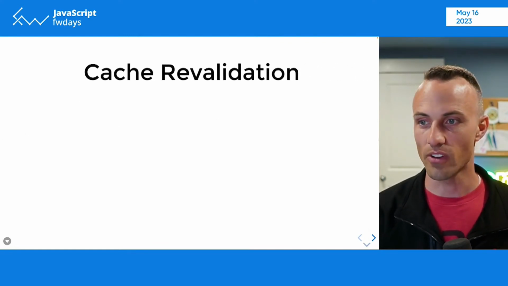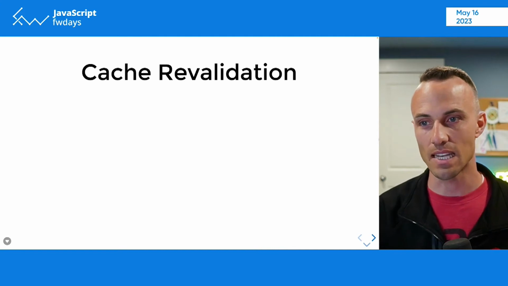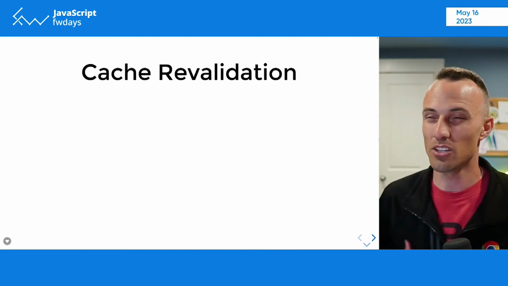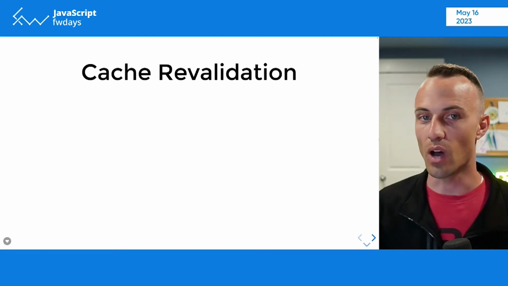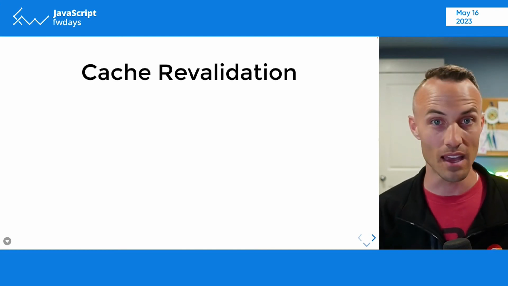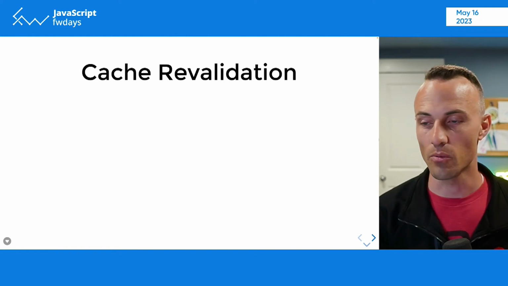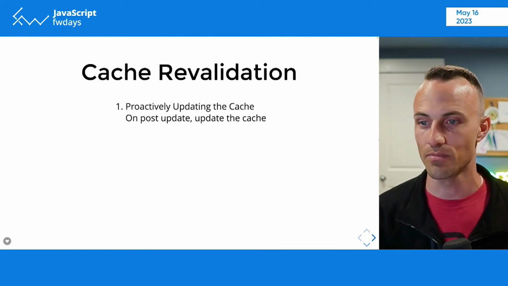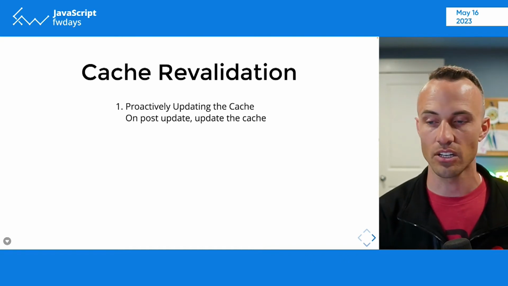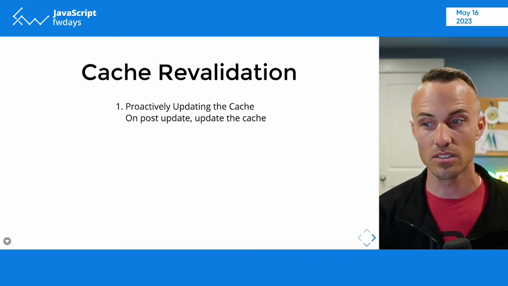So let's talk about cache revalidation to sidestep some of these issues, because we have to cache it. There's just no way we can't cache some of this stuff. So how do we handle this sort of problem? We revalidate the cache, and we can do it a couple different ways. You can proactively update the cache.